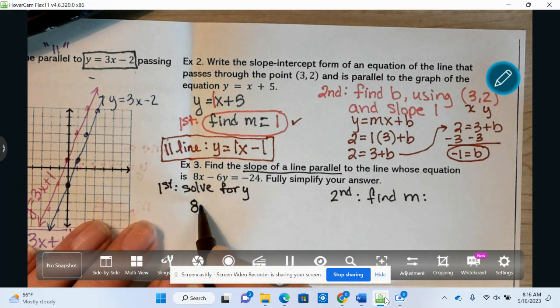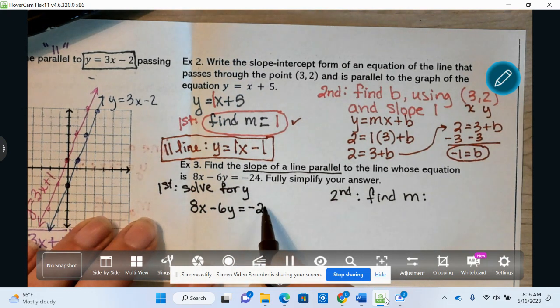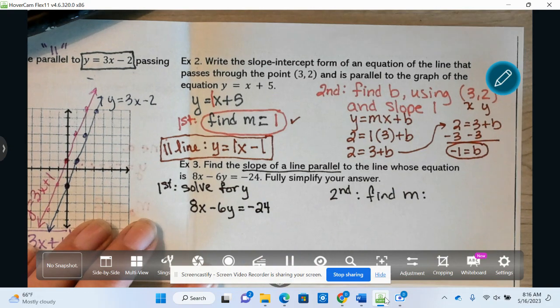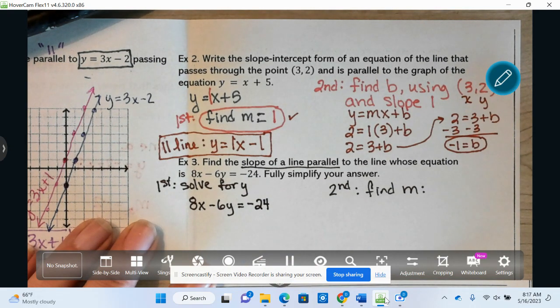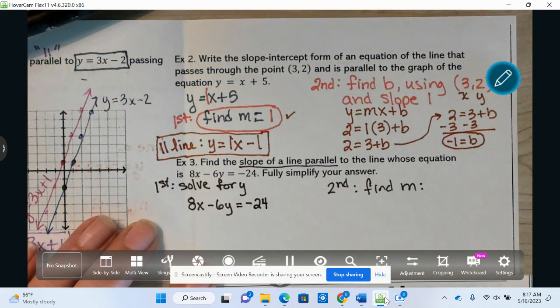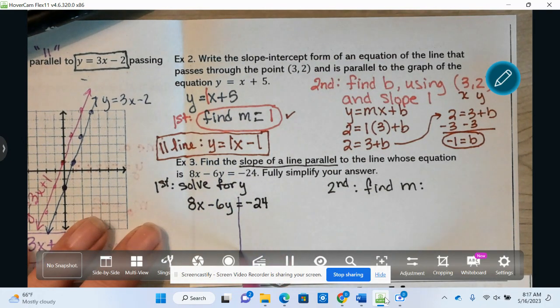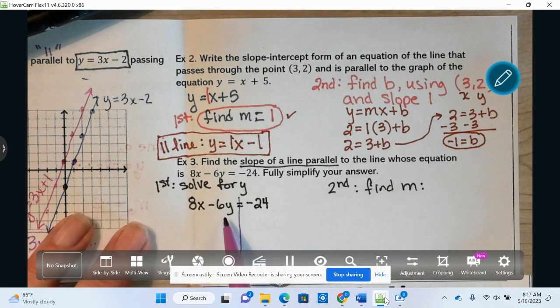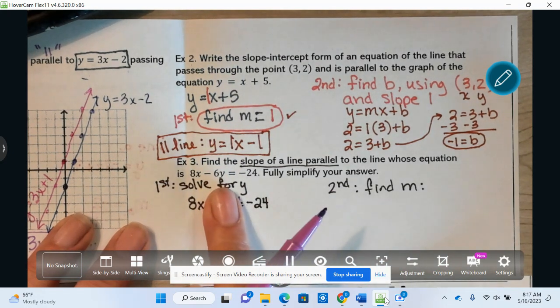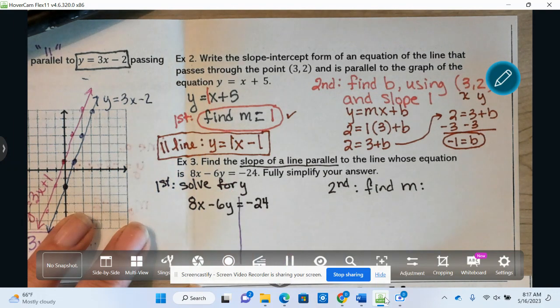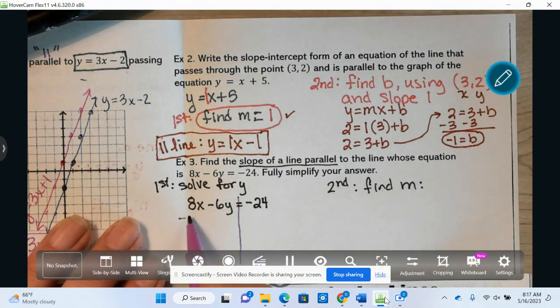I have 8x minus 6y equals negative 24. How are we going to get y all by itself? What should we do first? Yeah, we're trying to get y all by itself. So we can't do anything with this until we move the 8x. So we really have to subtract 8x. And it's not just the 8 that we're taking away, but the 8x. Minus 8x, minus 8x.